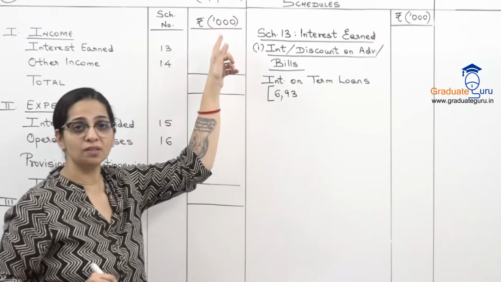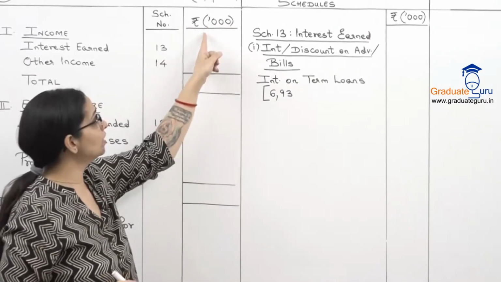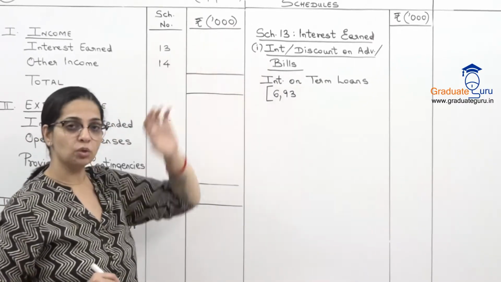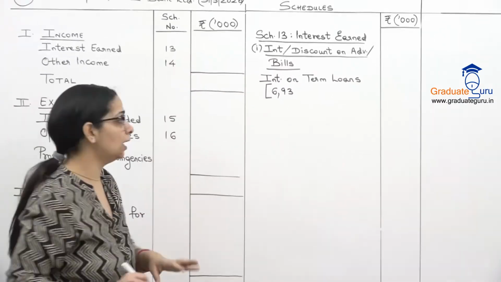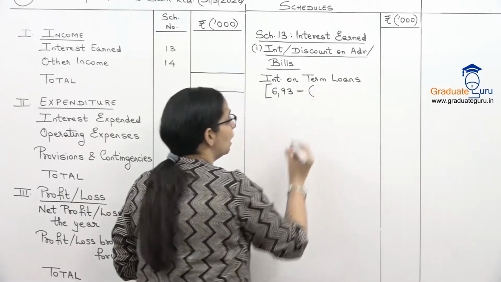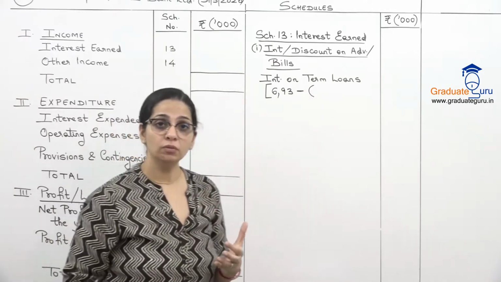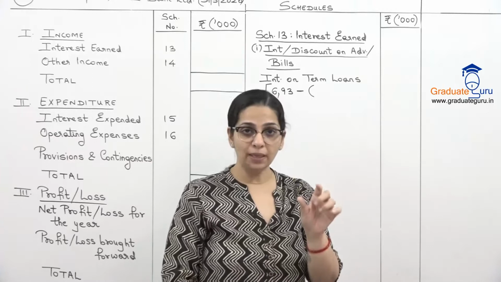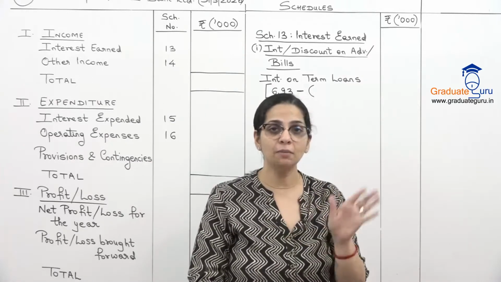This is how you represent your bank amounts. They are always represented in thousands. So in all of these, the amounts are already in thousands. I am leaving it like that. Now from this, I have to remove the interest on the NPA that we have not received.